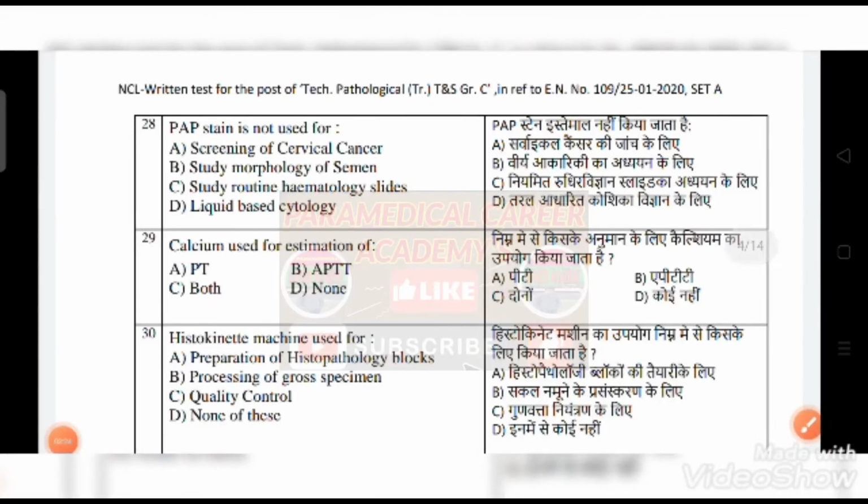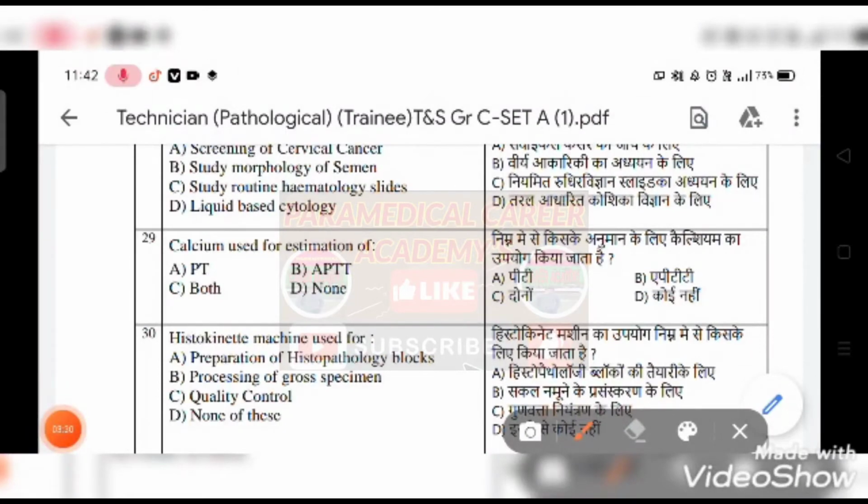28th question. PAP stain is not used for? Answer is C, study routine hematology slides. 29th question. Calcium used for estimation of? Answer is B, APTT. 30th question. Histokinette machine used for? Answer is A, preparation of histopathology blocks.